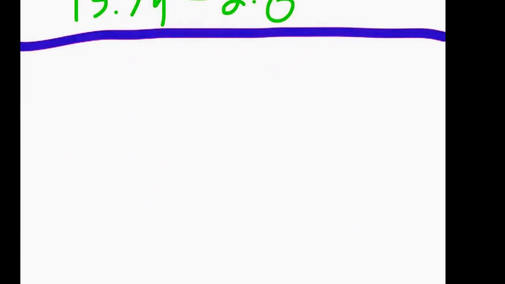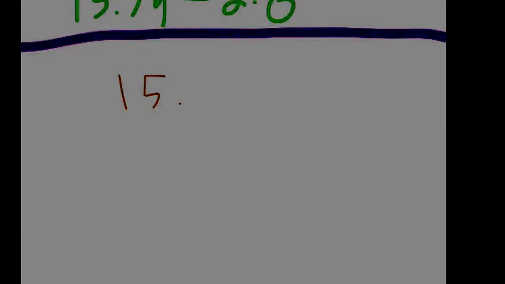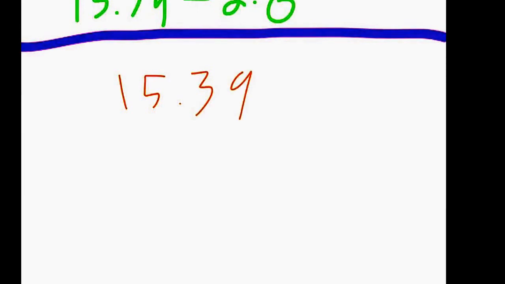Okay, so now we got a subtraction problem here for decimals. So it's going to be, as you can see right there, that's the problem. So we're going to have to rewrite this vertically. So it's going to be 15.39 and 2.6, and use the zero as the holding place again, and subtract it.